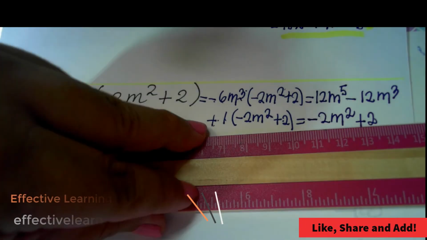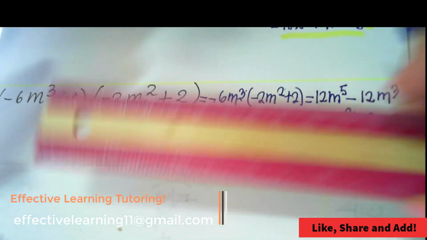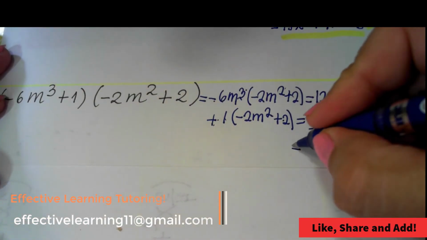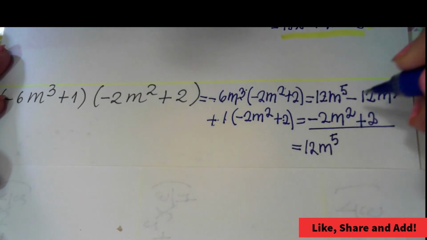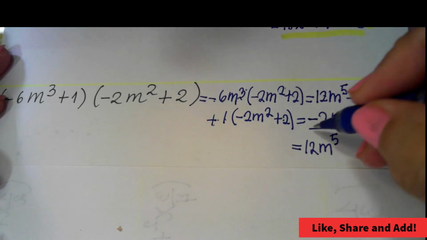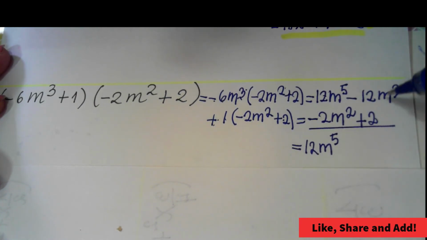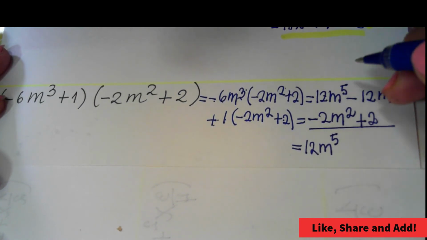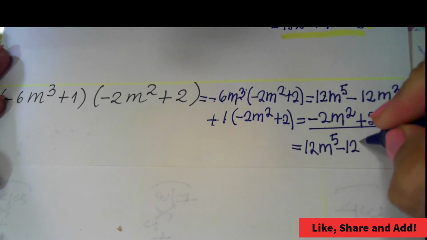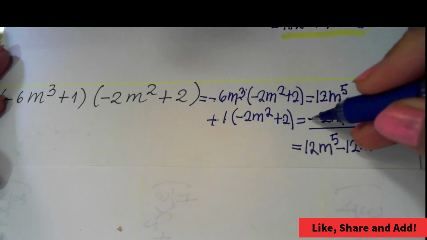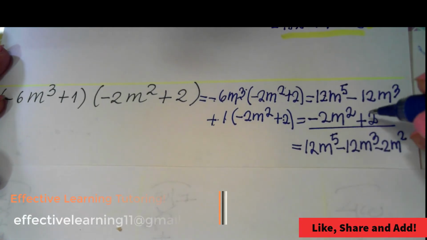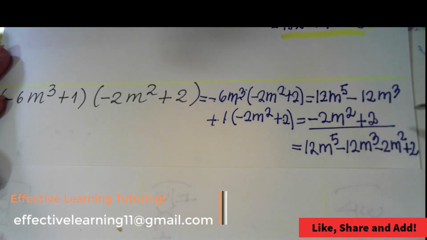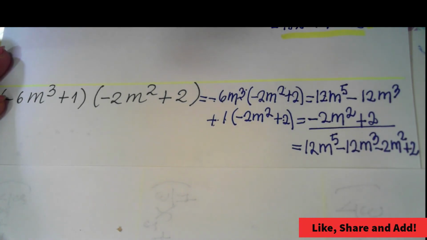Now we have to operate both of them similar terms. So the answer is 12m with the exponent 5. Negative 12 and negative 2. But remember, you have m cubed. You don't have m cubed. You just copy negative 12 m cubed and negative 2 m squared. And finally, plus 2. So your answer has 1, 2, 3, 4 terms. Your answer is a polynomial.